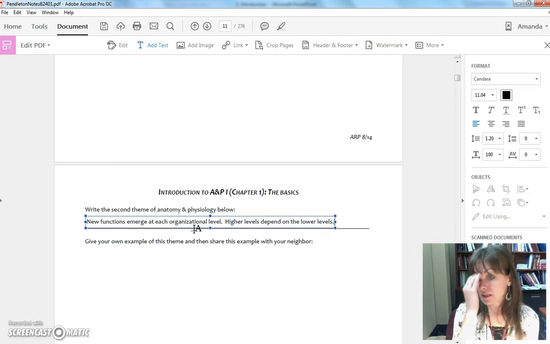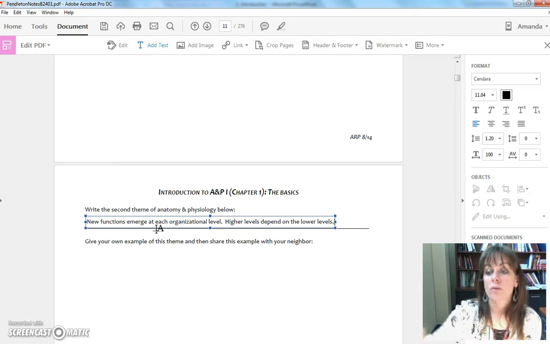So what that means is that if you've got a cell messed up, you can mess up the tissue, you can mess up the organ system, and the organism. And that's why people are often coming into your office, because something on the lower level is messed up. And it's affecting them all the way up to the organism level.